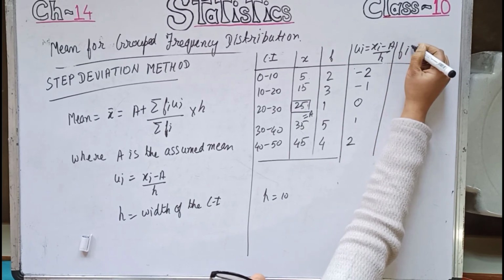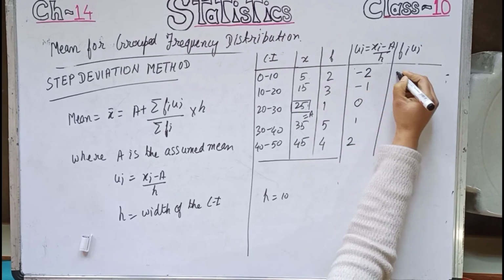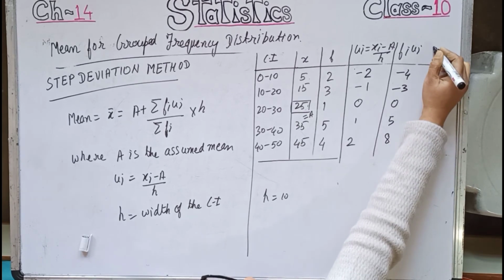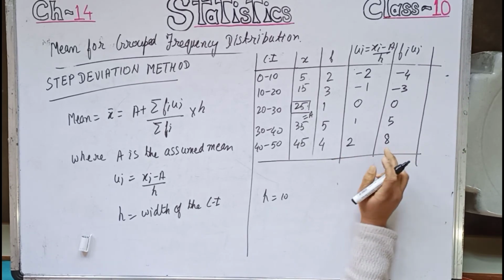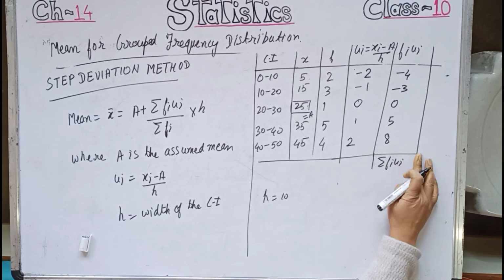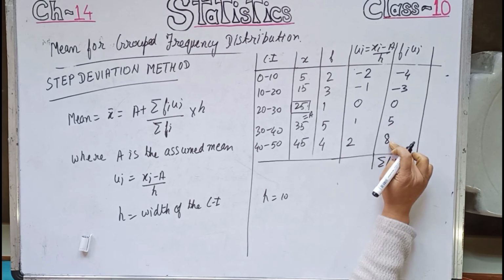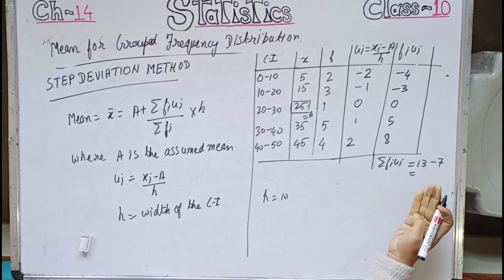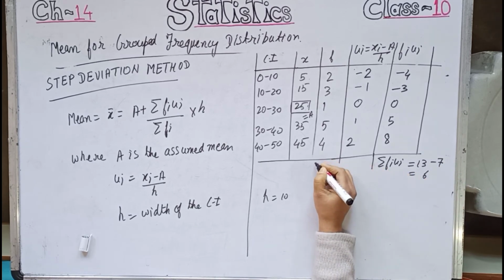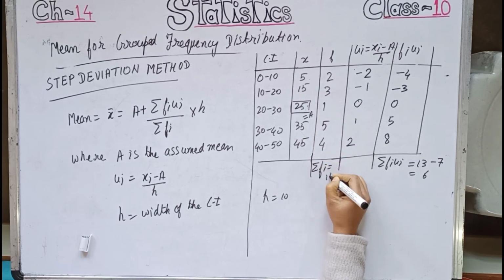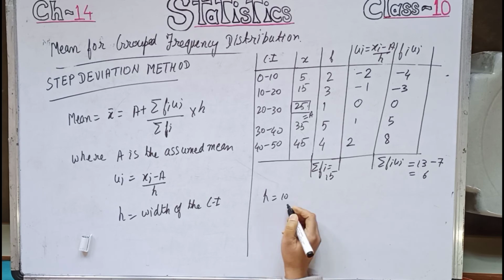Next is the fi into ui column. These two multiplications: minus 4, minus 3, 0, 5, and 8. I think now you are able to understand. Now over here summation fi ui, the sum of all fi ui, we have to find. So 8 and 5 is 13, and 7, so 13 minus 7 is 6. And summation fi is 10, 11, 12, 13, 14, 15, which is 15.